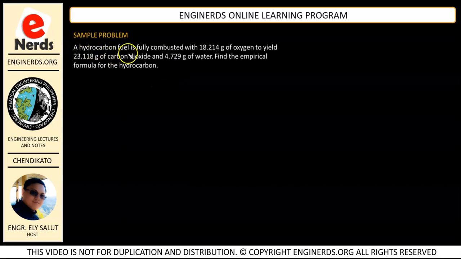A hydrocarbon fuel is fully combusted with 18.214 grams of oxygen to yield 23.118 grams of carbon dioxide and 4.729 grams of water. Find the empirical formula of the hydrocarbon. Okay, so katulad nung binanggit ko kanina, no? Ang requirement sa atin dito is to find the empirical formula ng ating hydrocarbon fuel.